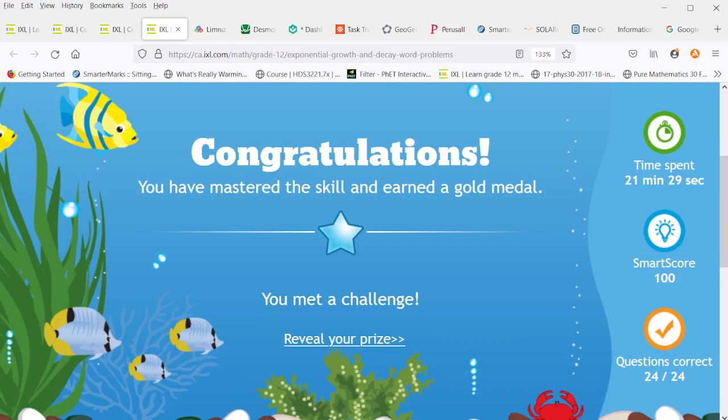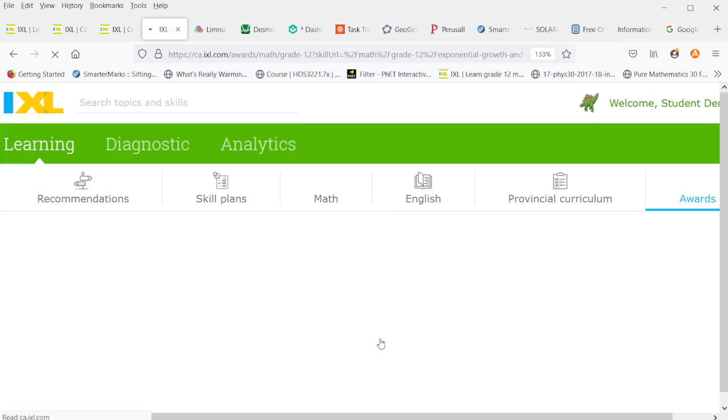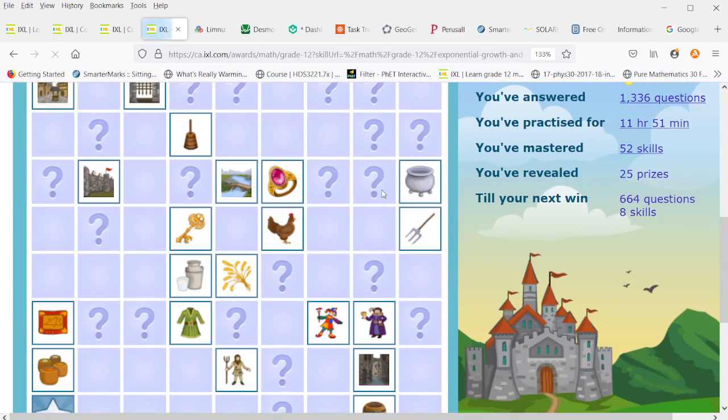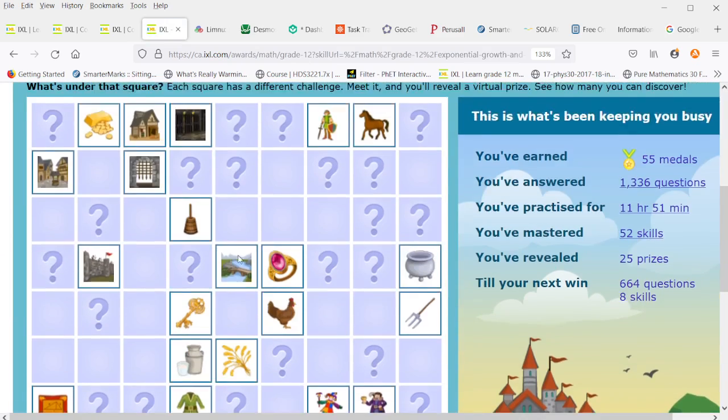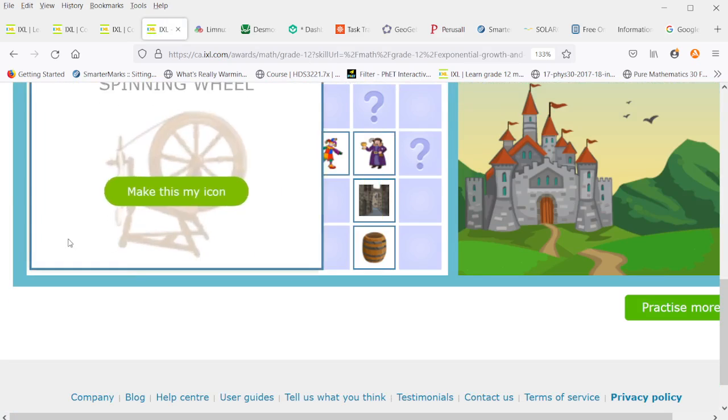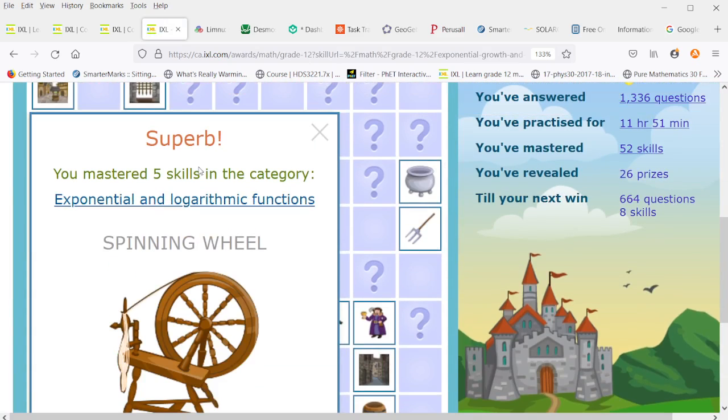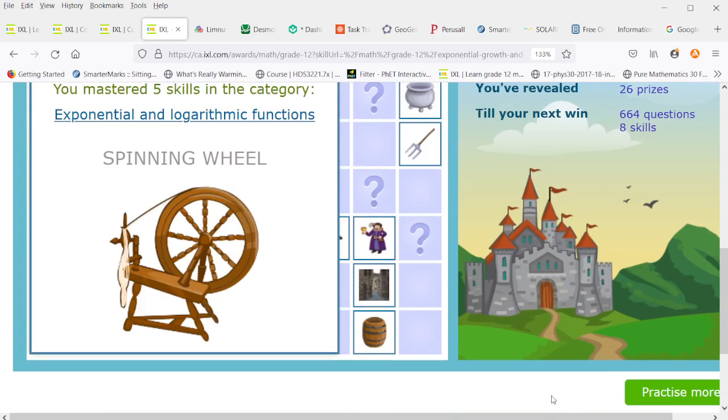Okay, so that concludes this assignment, and it also earns this prize down here, a spinning wheel for mastering 5 exponential and logarithmic function skills.